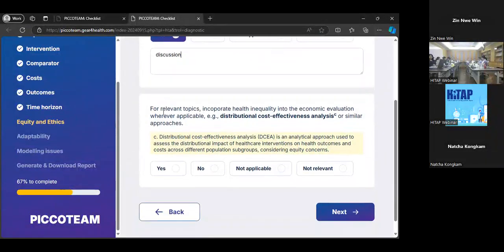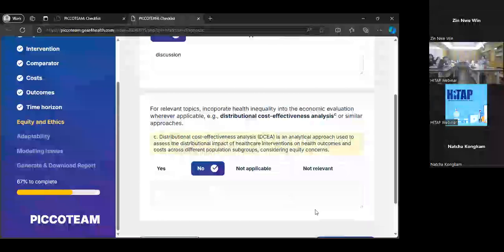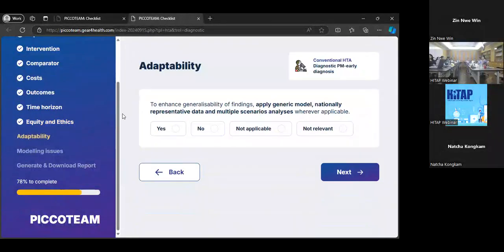And when feasible, there are specific quantitative methods that you can use to incorporate health inequality into the economic evaluation, such as distributional cost effectiveness analysis. If you have time, you can read more about that. But sometimes it's quite difficult and very time consuming to conduct this type of analysis. So we recommend it whenever it's applicable and very much needed. Okay, and we did not do it here, so we put it into the discussion.